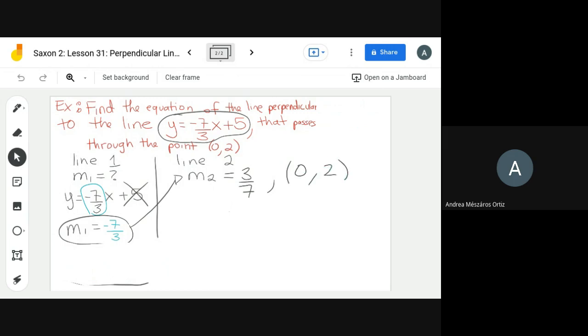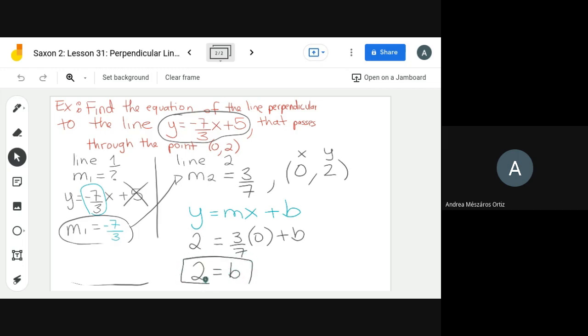And then we also know that it passes through the point 0, 2. So you guys know that if we need the equation of the line, we are going to work with y equals mx plus b. And so we just start substituting what we know. We know this is x, y, so that's going to be 2 equals 3/7 times 0 plus b. Now notice that 0 times 3/7 is 0, and so in this case, 2 equals b.